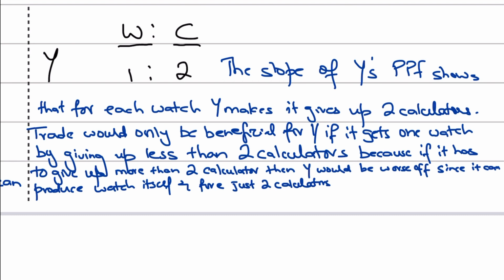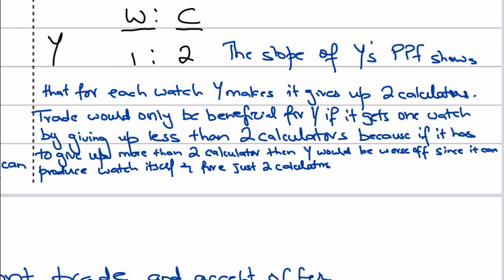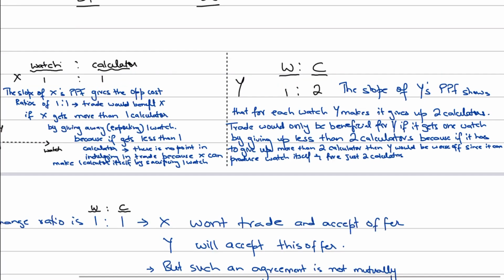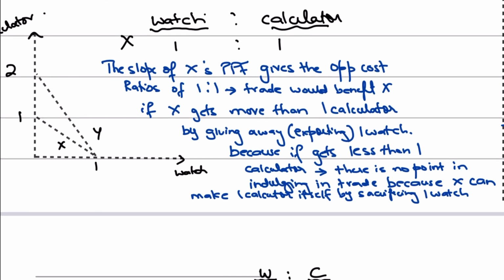So you need to understand why we are saying that for Y, what Y gives up has to be less than 2. In the same way, why are we saying that for trade to be beneficial for X, it needs to get more than one calculator basically. So Y needs to give up less than 2 calculators while X needs to get more than one calculator.